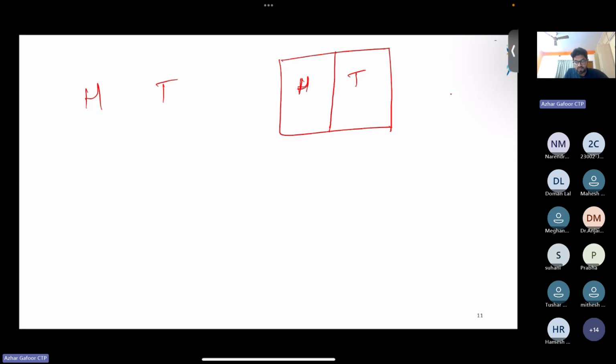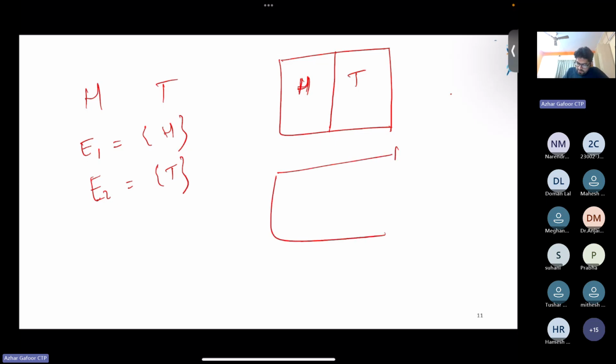While tossing a coin, only head or tail can occur. If we combine these events, let's say event 1 is getting a head and event 2 is getting a tail, then if we toss a coin, either we will get head or we will get tail. We are sure that either E1 or E2 will occur.